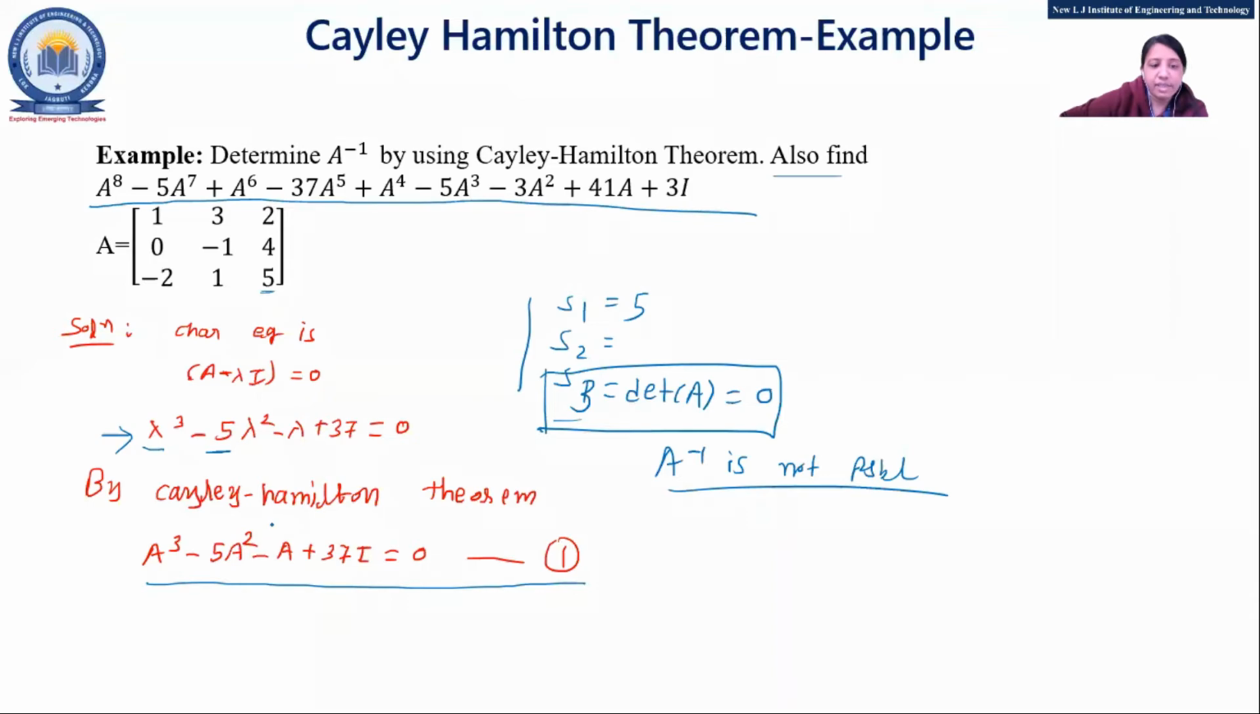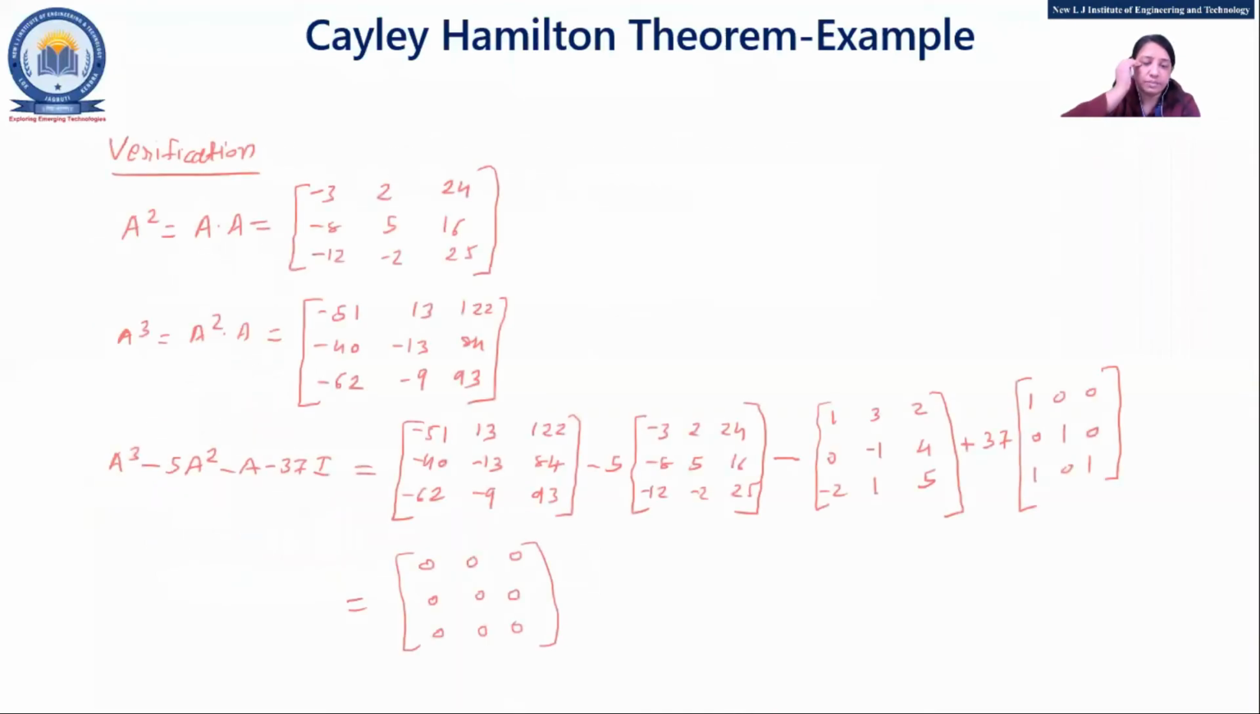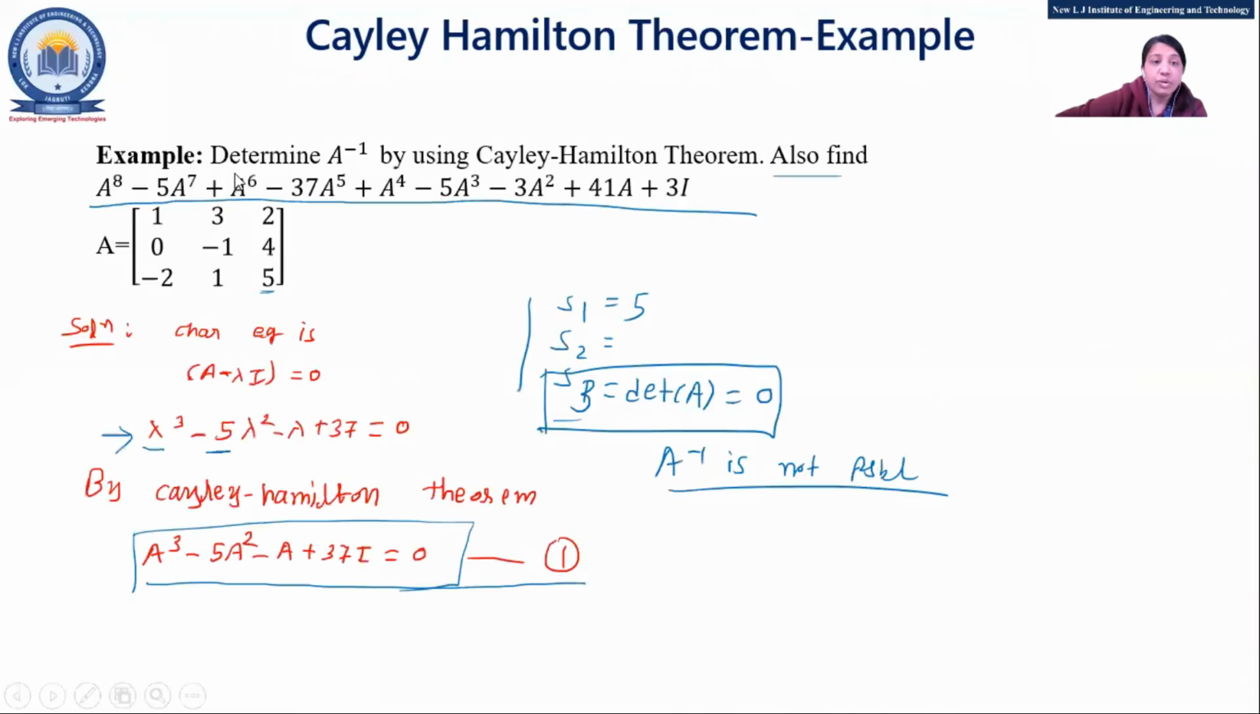Now, by the Cayley-Hamilton theorem, our characteristic equation that we got is A cube minus 5A square minus A plus 37I. Now, find out the A inverse. To find the A inverse, see how to find S1, S2 and S3, which I have explained in the previous lecture also. So revise that video of eigenvalue and eigenvector. Fine.